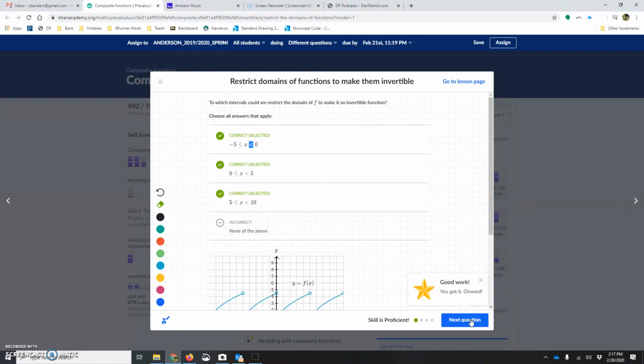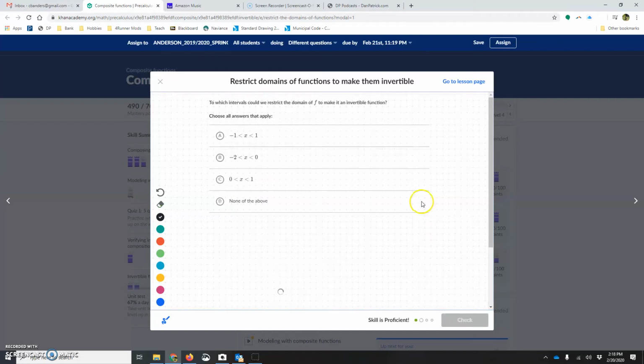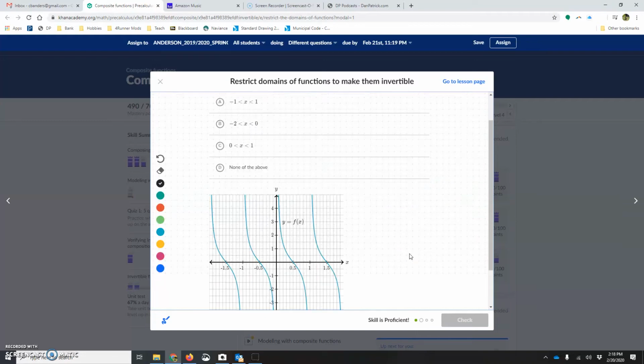Next question. All right. So what can we do here to restrict? This does not pass the horizontal line test, but we could restrict it from, let's say, -1 to -2. That would be a function. We could go from 0 to -1. I don't see 0 to -1 or -1 to -2 up here. I do see -1 to 1. So let's see, -1 is here, and 1 is here.